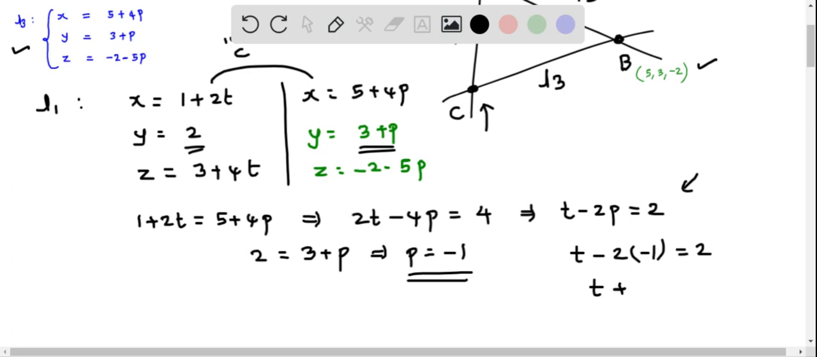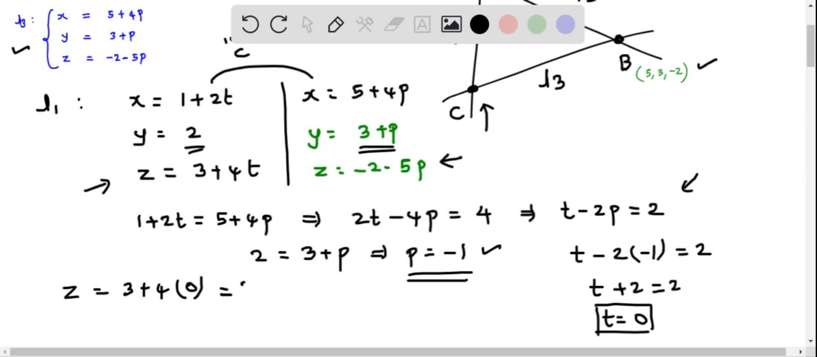So this is t plus 2 equals 2, and therefore we say that t equals 0. So we found the value of t as well as p. We will substitute in both equations of z to determine that these two values, that is t and p, are consistent. So when I substitute in z of line 1, I get z equals 3 plus 4 times t, which is 0, and this equals 3.